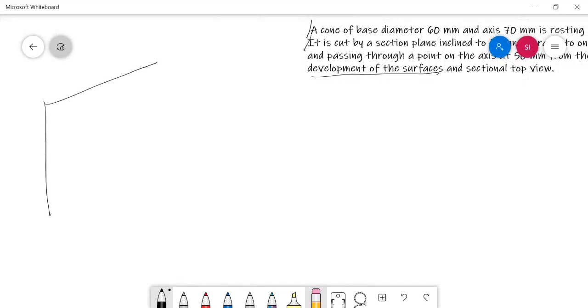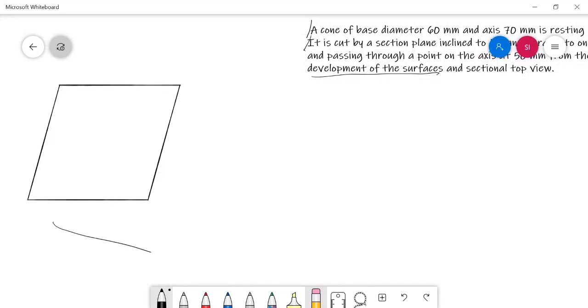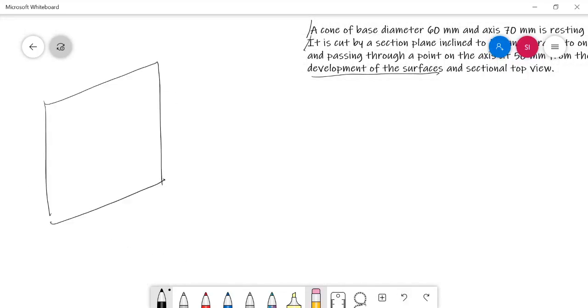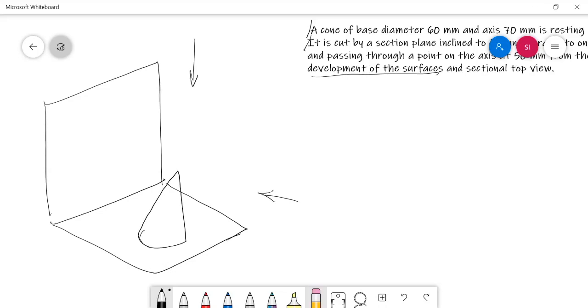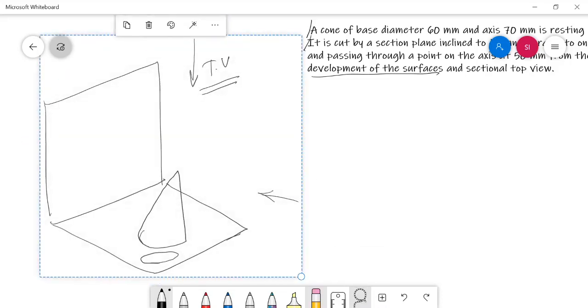So as per the problem statement, the solid cone is resting on the horizontal plane with its base. So it's simply resting like that. In that condition, the base view of the solid, that is the circle, can be viewed only through the top view. So we need to start the answer from the top view, followed by drawing the lateral view of the solid in the front view. Let me solve the first stage.